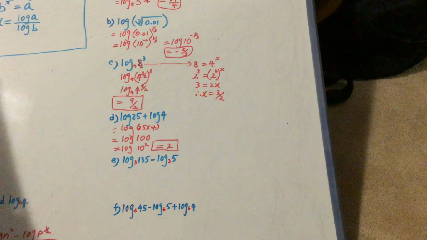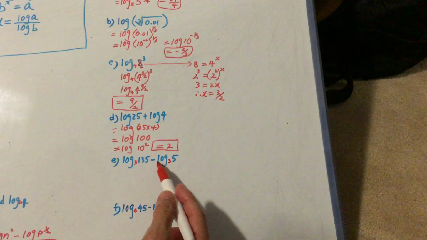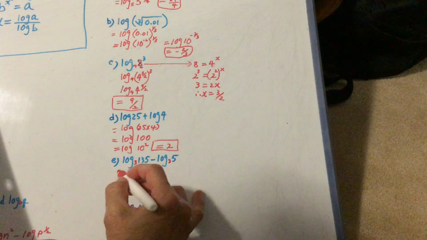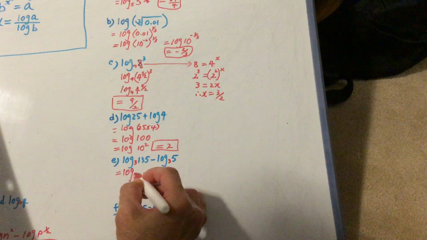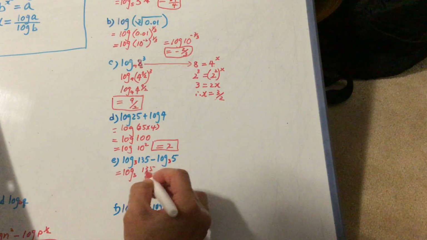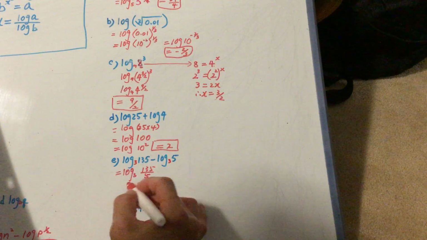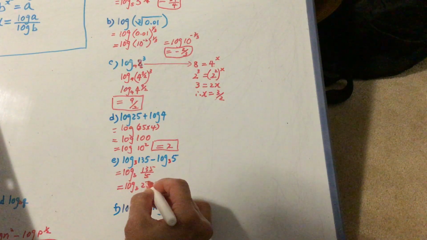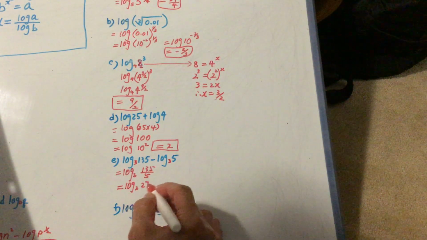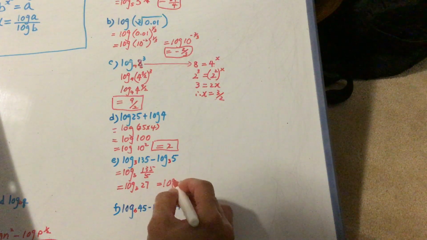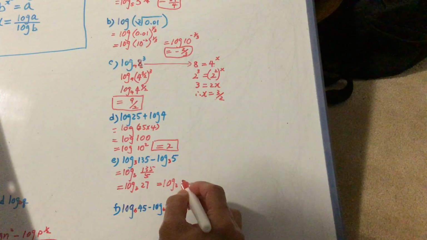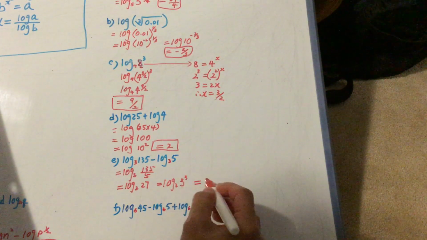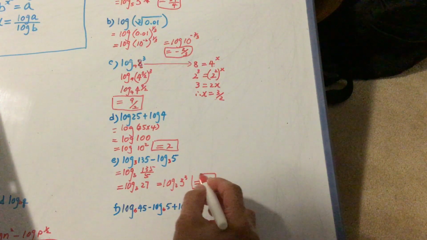And the next one, log 3 of 135 minus log 3 of 5. We can combine this according to the law as log 3 of 135 divided by 5, and that is equal to 27. Because I know that 27 can go into the base of 3 as 3 to the 3, the final answer is going to be equal to 3 for this one.